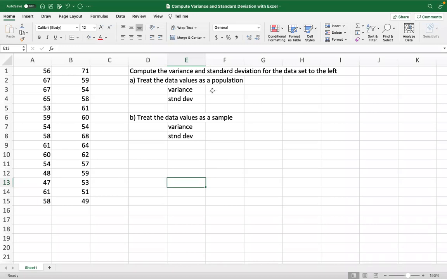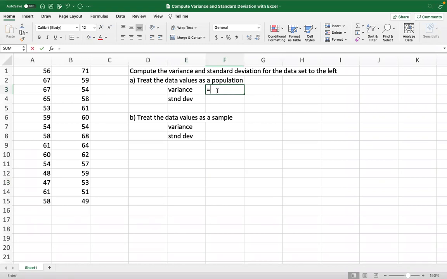do it by hand. So we're going to do this with the population and then the same data set as a sample, because if you do it by hand, you'll remember that the population divides by the sample size, while the sample divides by the sample size minus 1 to adjust for the differences in a sample and a population. So let's start with the population.